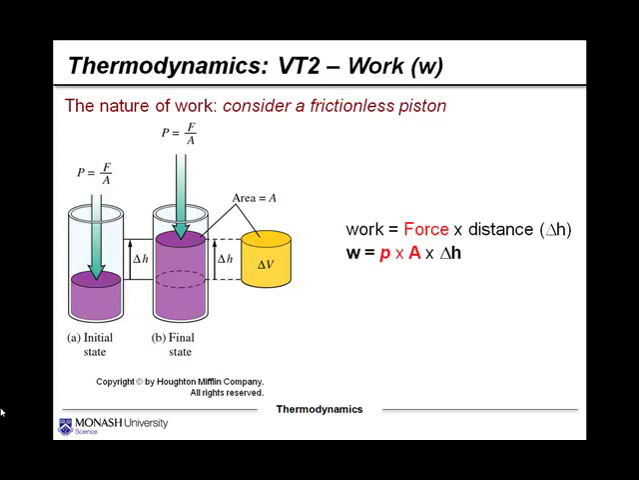Let's express this algebraically. We said that the force was equal to the pressure times the area, just a rearrangement of that equation that we saw there, multiplied by the distance. Well, the distance is the height that this piston moved up, delta H. I'm going to rearrange my equation so that I combine the area with delta H, which, as we can see from our three-dimensional geometry, is the change in volume. In other words, the work equals the pressure times the change in volume.